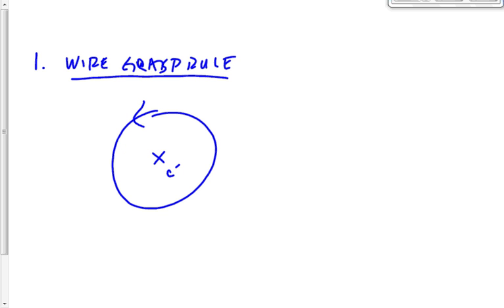When do we use our right hand for this? If we have a positive particle. If this was an alpha particle going into the board, then we would stick our right thumb into the board. Fingers would go clockwise in that case, right? That's the wire grasp rule.